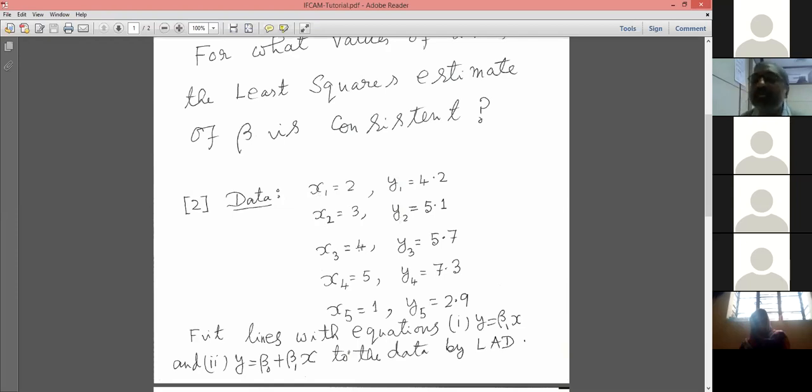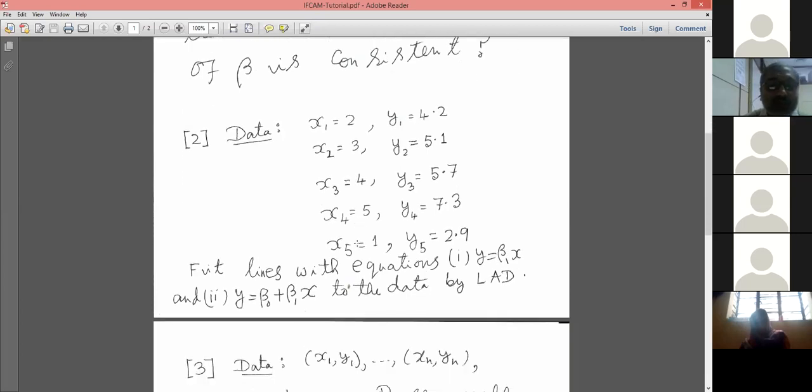And you do it for each and every elemental line, and then pick up the one that gives you the smallest value. And it may happen that there may be more than one elemental line that gives you the smallest value. Okay. So let's move on to the third problem.